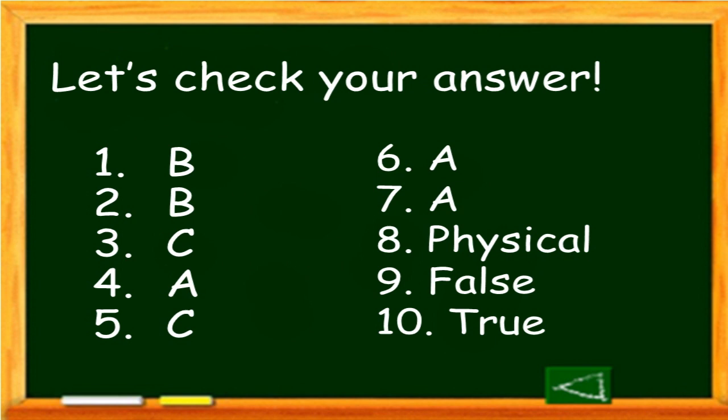Number 1, B. Number 2, B. Number 3, C. Number 4, A. Number 5, C. Number 6, A. Number 7, A. Number 8, physical. 9, false. And 10, true. Did you now get all the answers correct? Great job! And now, let's proceed to your next activity.